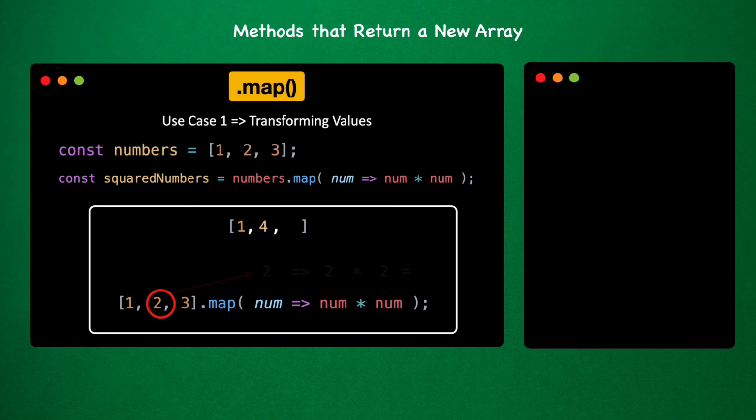In the third iteration, the map function processes the last element, which is 3. Following the same process, 3 multiplied by 3 equals 9, and this 9 is then added to our new array. After the final iteration, our squaredNumbers array is complete, and it contains the elements 1, 4, and 9, which are the squares of the original elements from the numbers array.